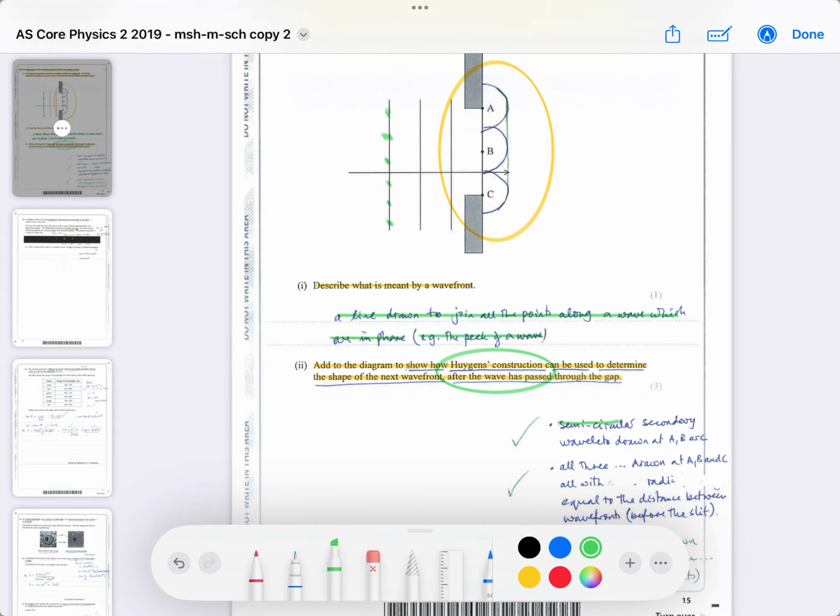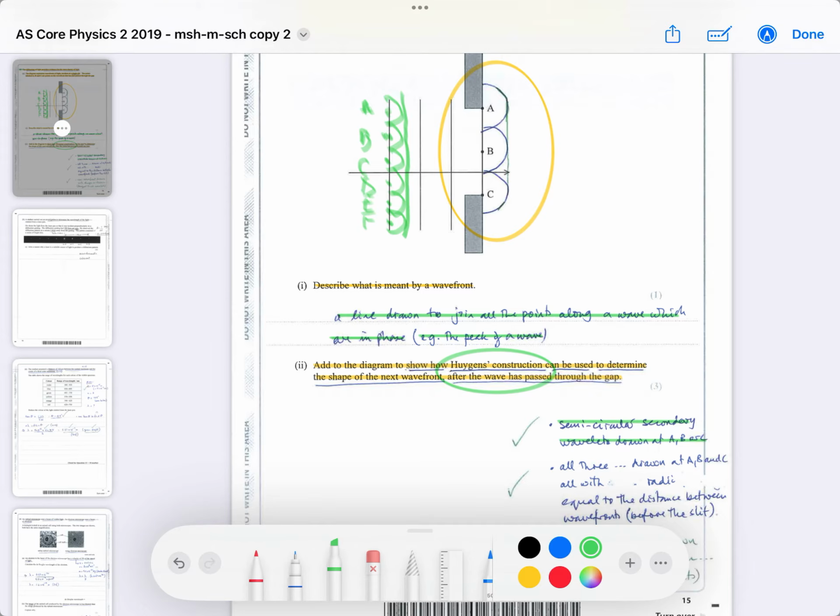So if you think of it as a point source, you can draw semicircular wavelets at A, B, and C in between the gap. So if this was A, B, C, D, E, F, each one of these would have a semicircular wavefront, yeah? And you should draw them equally. And then a tangent drawn would be the new wavefront that they were going towards.